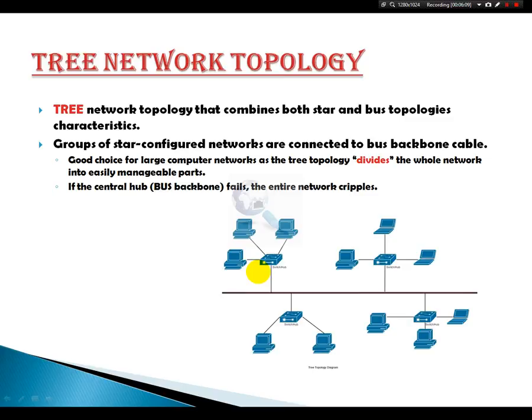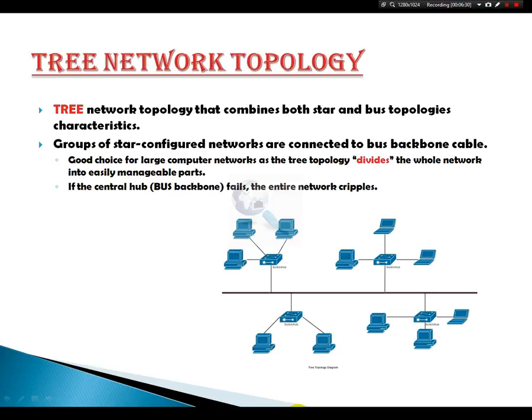Tree network topology. Tree network topology combines both star and bus topology characteristics. Groups of star configured networks are connected to a bus backbone cable.